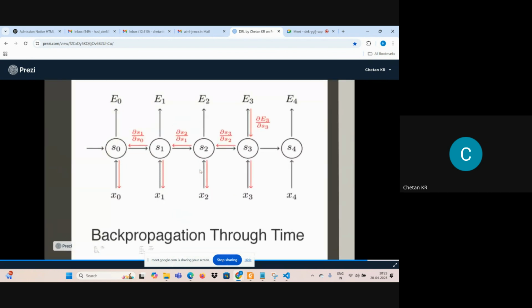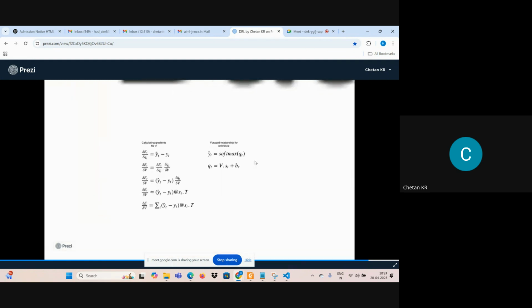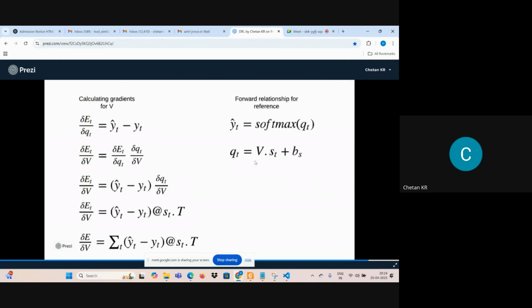This is what happens. At time 3, what you get is propagated to 2, 1, etc. It goes as backpropagation through time. And this is how you can calculate the different gradients.